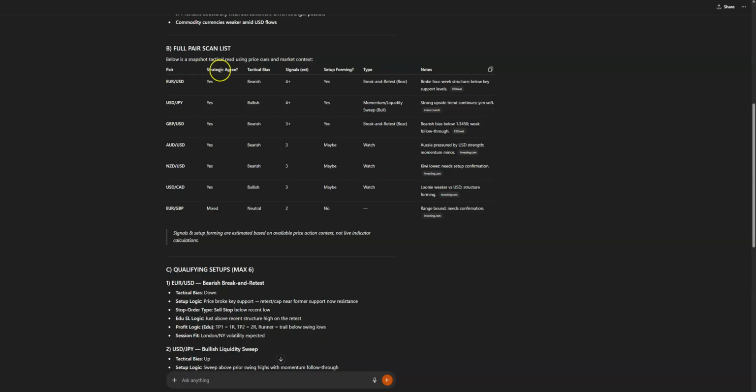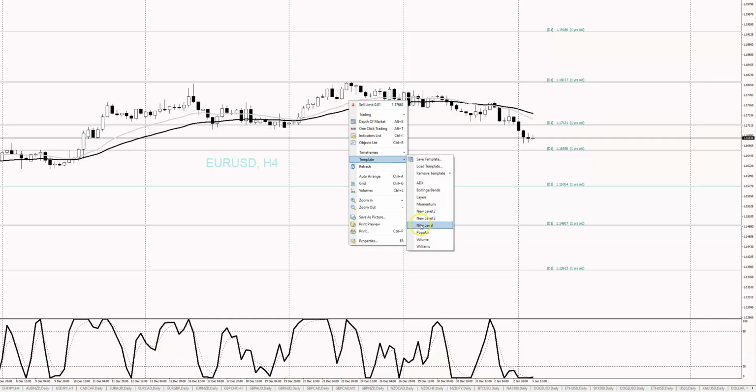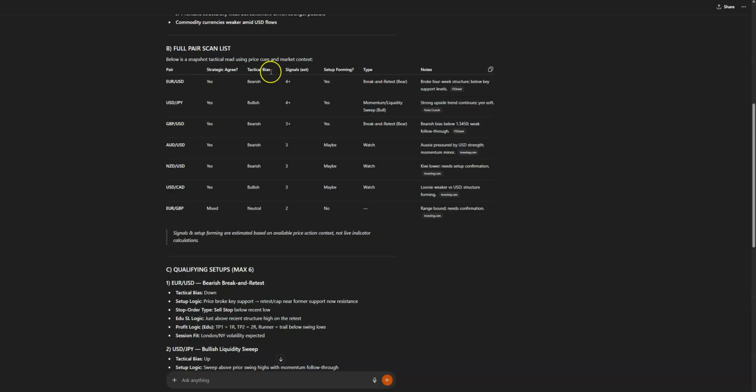So based on our strategy, this is a yes, right? This is something that we should be looking at. Tactical bias is bearish for right now. Trade signals is 4. Broke the 4-hour weekly structure below the key levels of support, right? So let's go ahead and look at the Euro USD pair. Let me just reset the chart. Now, keep in mind that the GPT is basing everything off the 4-hour time frame. It's looking at direction from the weekly and daily, but it's basing this analysis on the 4-hour time frame.